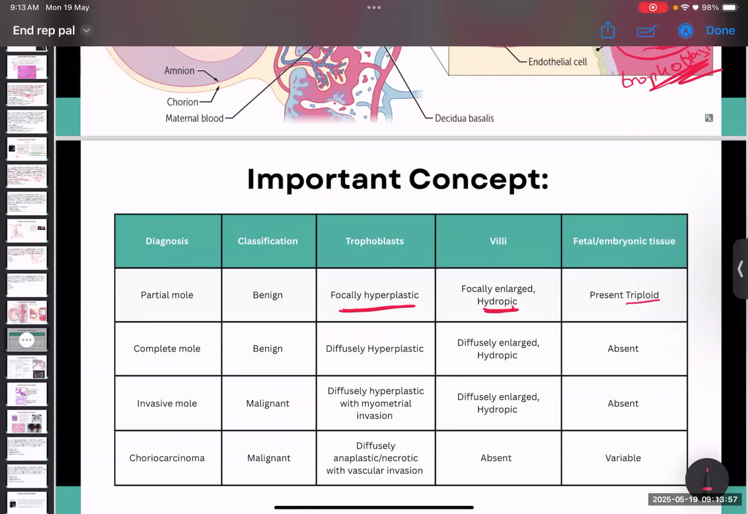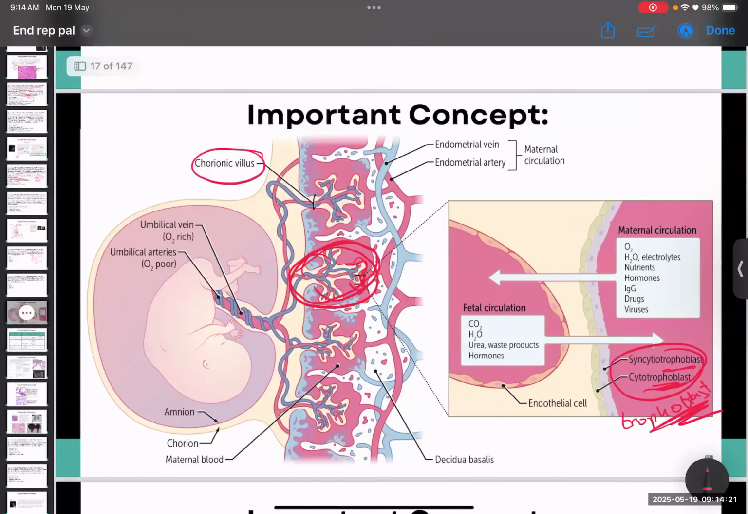is triploid, meaning that you have two sperms fertilizing one egg, which is why you have a triploid karyotype, so 69XXX or 69XXY or 69XYY. So the fetal tissue is triploid, and the fetal tissue is also present. So that's what happens in partial mole.